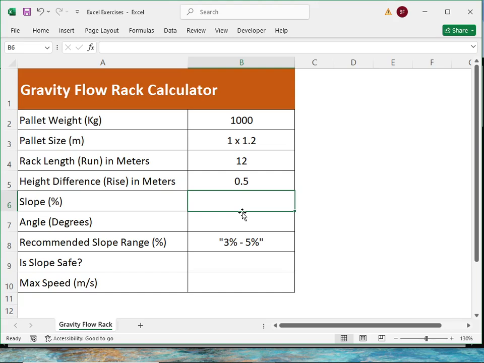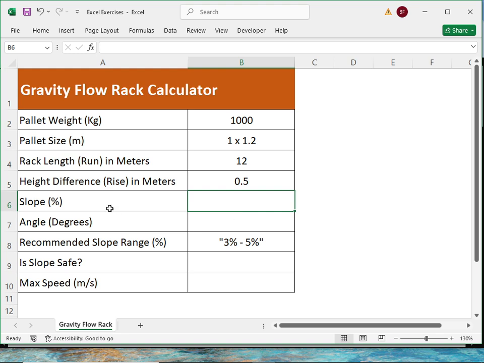Hey everyone, today I'd like to show you how to create a gravity flow rack calculator. So if you are building or doing an installation of a gravity flow rack, or other guys call it a dynamic rack or a FIFO rack, first in first out rack system, then this system will come in handy for you.